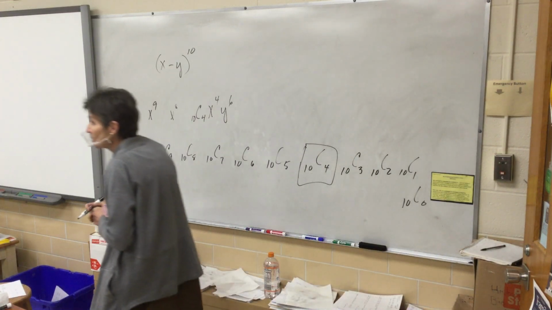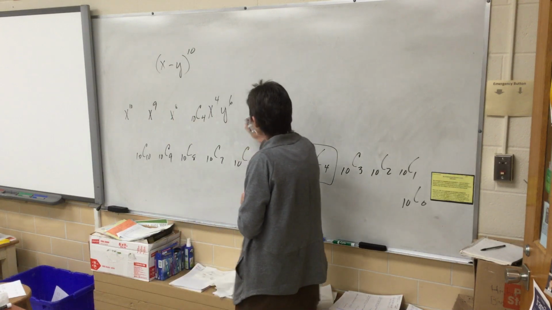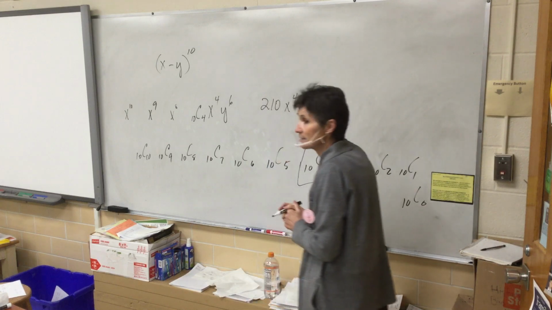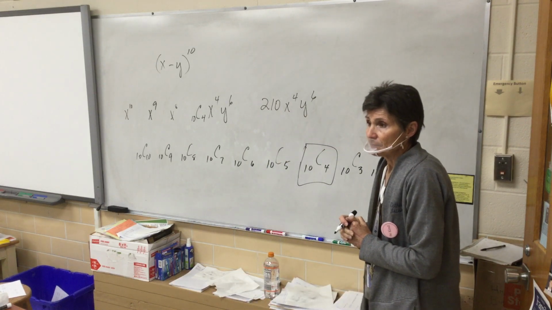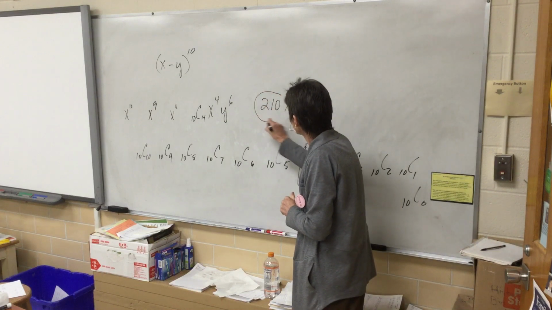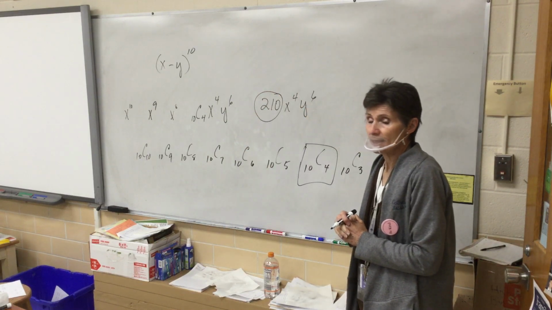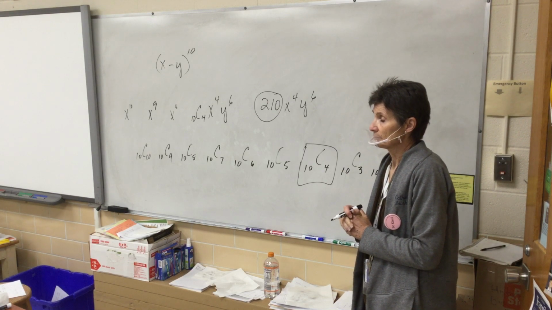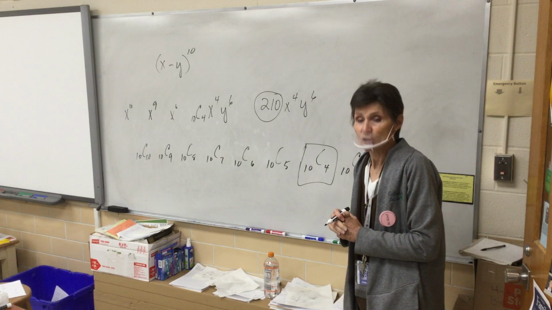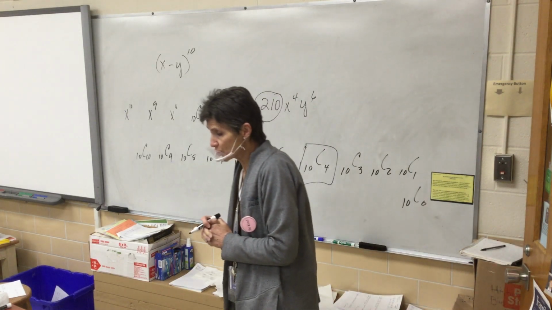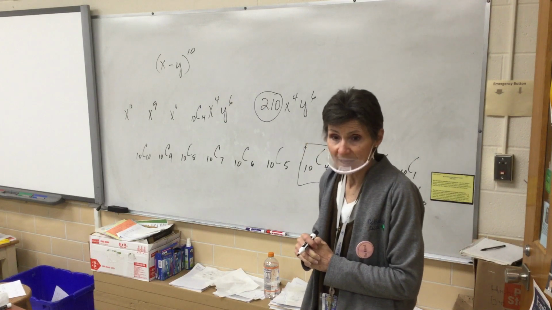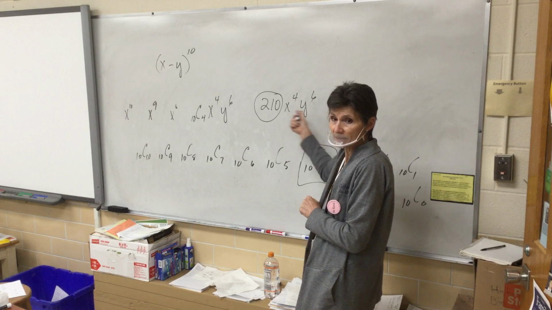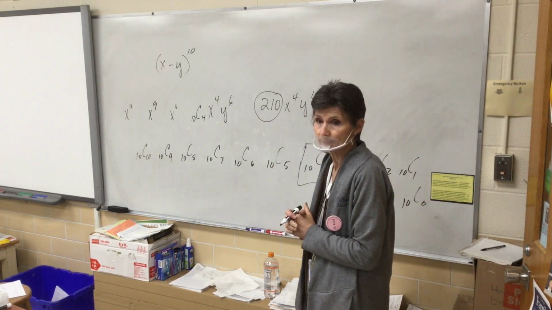And I don't know what that is. What is it? 210. So that term is 210 x to the 4th, y to the 6th. So what's the coefficient? 210. It's just 210, because it doesn't say find the term, it says what is the coefficient of that term. So the whole term is 210 x to the 4th, y to the 6th, but the coefficient is just the 210.